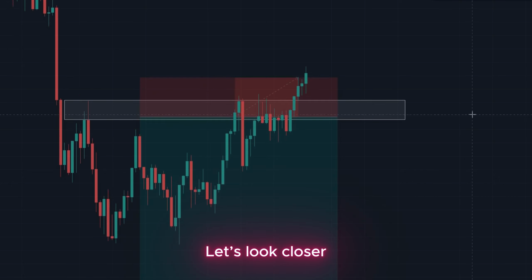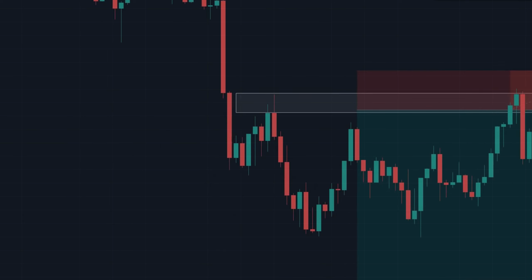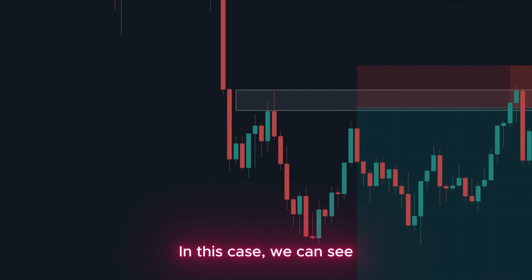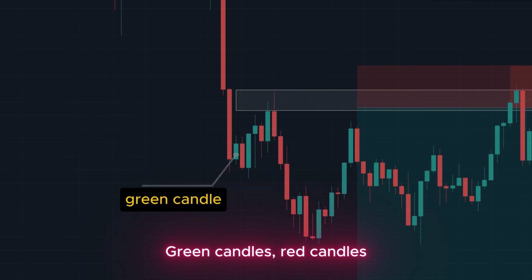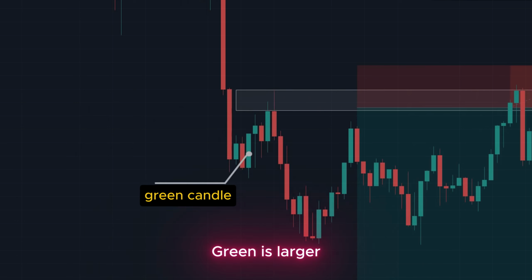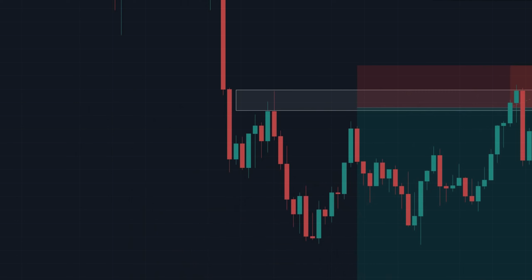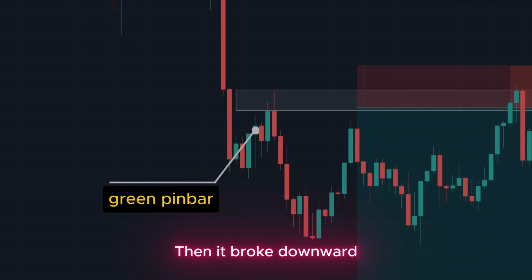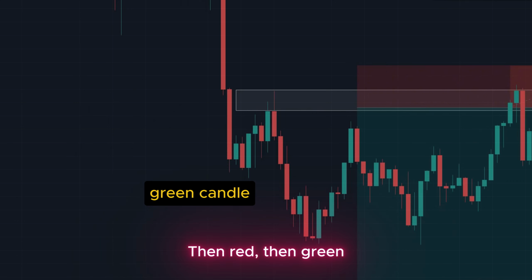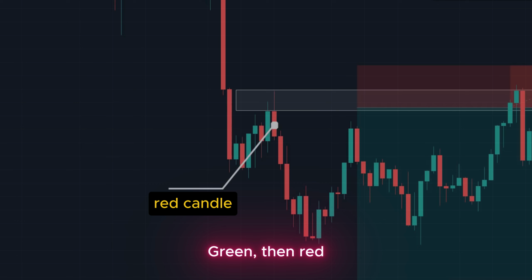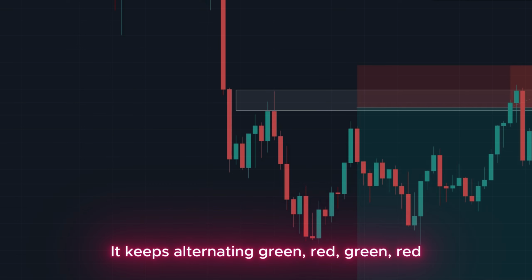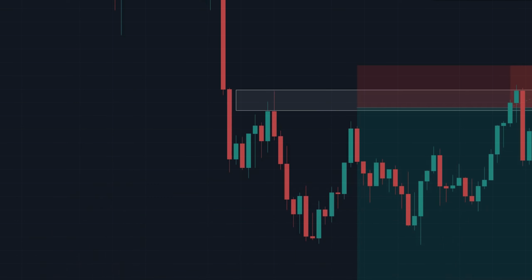Let's look closer. In this case, we can see green candles, red candles. Green is larger. Then it broke downward, but immediately shot back up. Then red, then green. Green, then red. It keeps alternating green, red, green, red. If we look at this case, I didn't pay attention here.